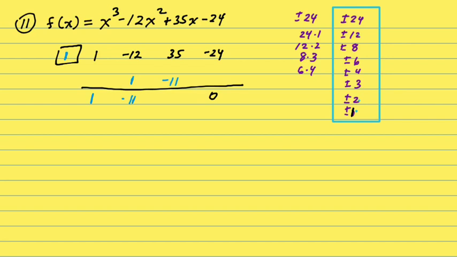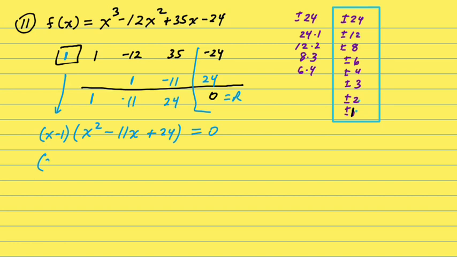Multiply gives me negative 11, add. Is that 24? Multiply 24. Did that give me the remainder of 0? So I found one of them on the first try. So right now I know that that means x minus 1. This means 1x squared. This is a negative 11, isn't it? In the middle here, negative 11x plus 24. I'm trying to find the zeros. So far, I only know one of them to be 1.